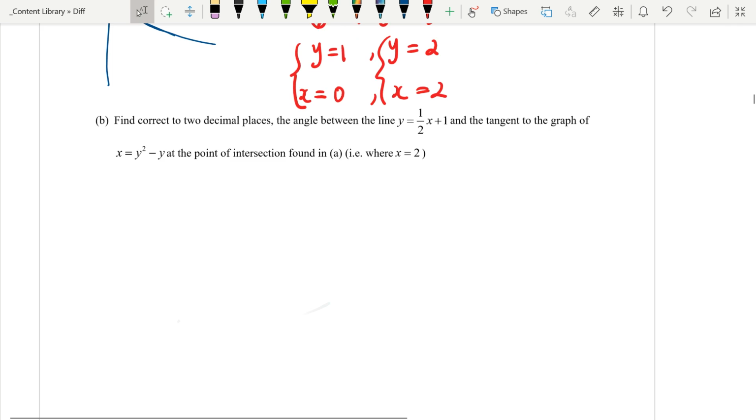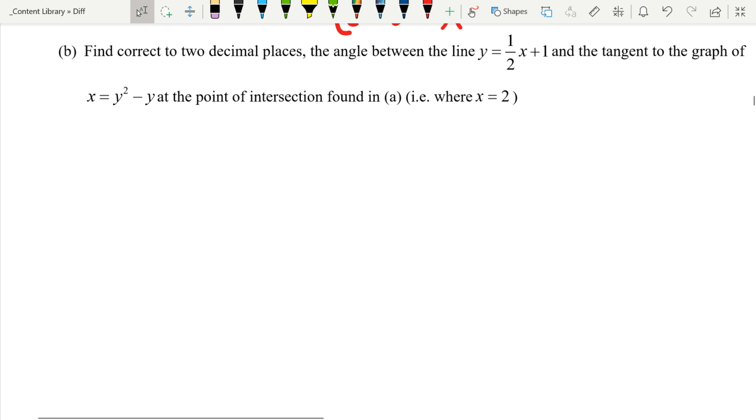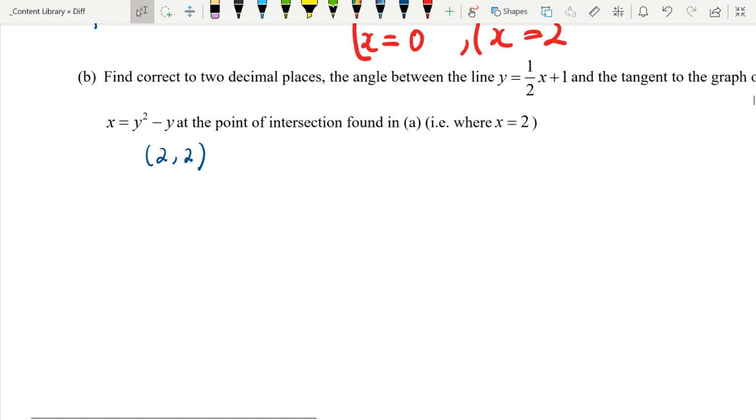Okay, the next one is a little bit tricky. Find, correct to 2 decimal places, the angle between the line y equals half x plus 1 and the tangent to the graph at the point you found in part A, where x equals 2. So the coordinates are 2, 2. What's the gradient at that point? At point 2, 2, it's kind of a reverse problem.